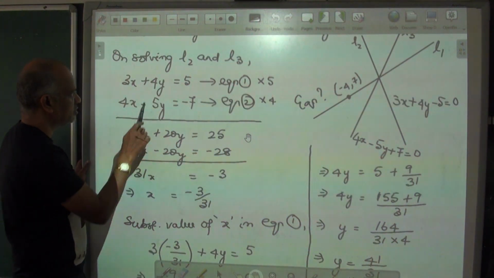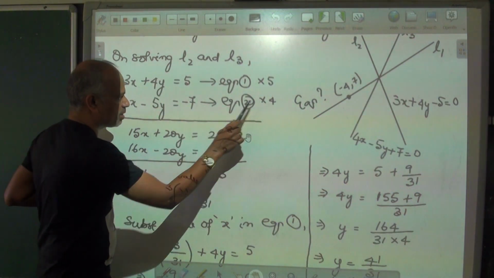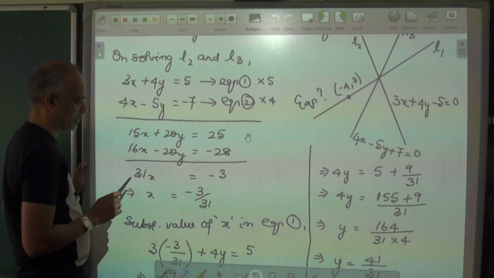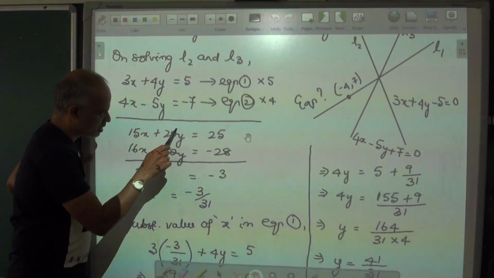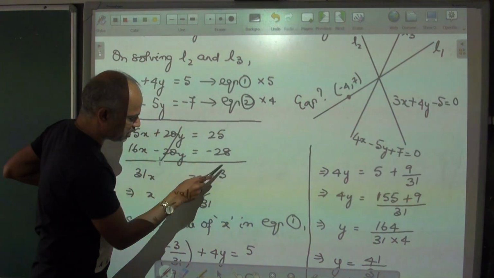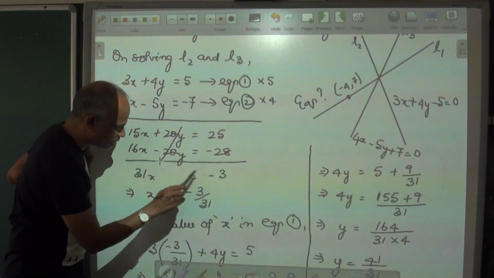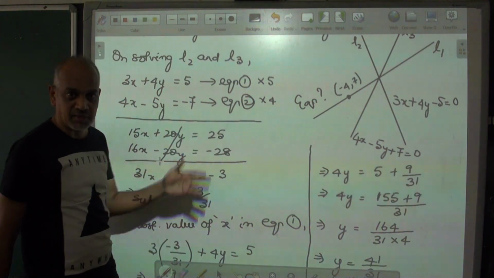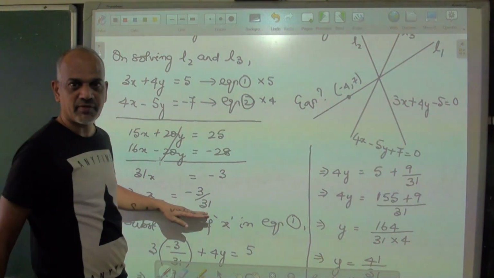Multiplying the first equation by 5 gives 15x plus 20y is equal to 25. And multiplying the second equation by 4 gives 16x minus 20y is equal to minus 28. Then add both these equations. 15x plus 16x is 31x. The 20y terms get cancelled. 25 minus 28 is minus 3. So x is equal to minus 3 by 31, with the 31 going to the denominator. Minus 3 by 31 is the value of x. We are solving simultaneous equations, so we found only the value of x. You still have to find the value of y.